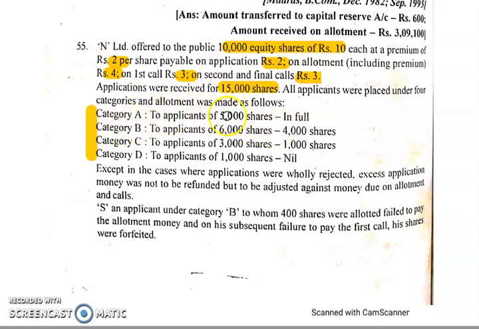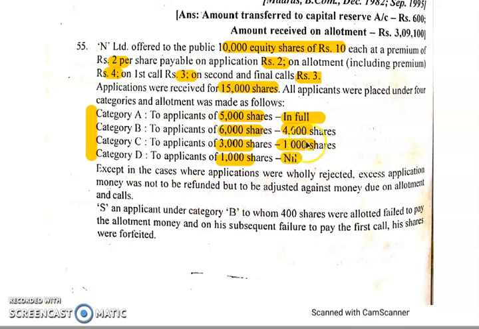Category A, 5,000 shares, they are getting 5,000 in full. Category B, for 6,000 shares, they are getting 4,000 shares. Category C, 3,000 shares, they are getting 1,000 shares. And for category D, 1,000 shares is being rejected completely. Except in the cases where applications were wholly rejected, the excess application money was not to be refunded but to be adjusted against the money due on allotment and calls.